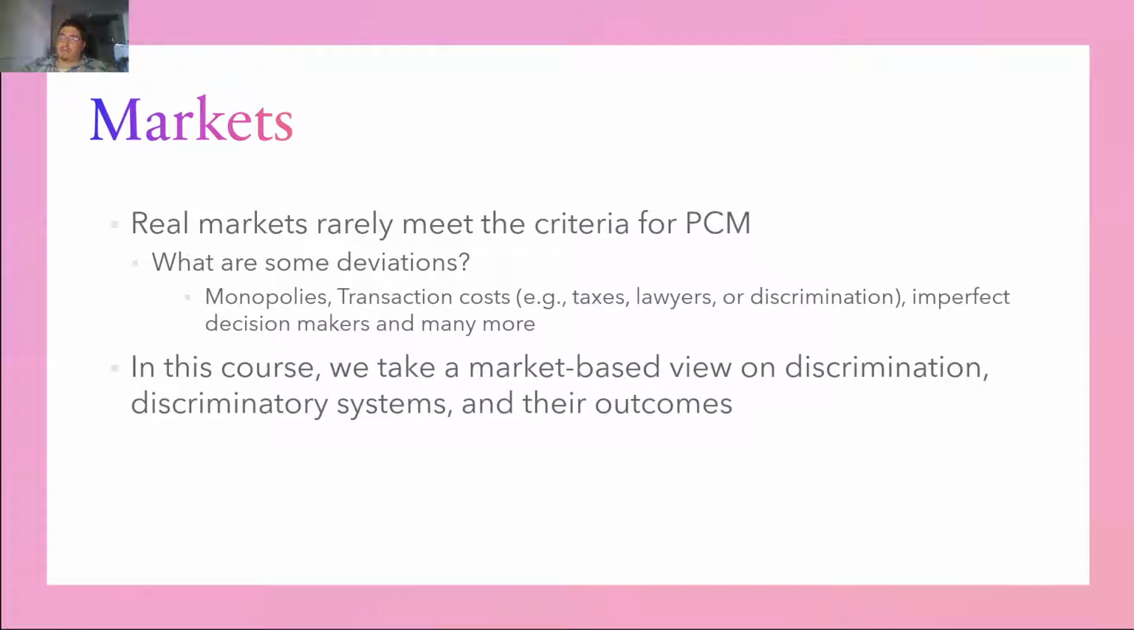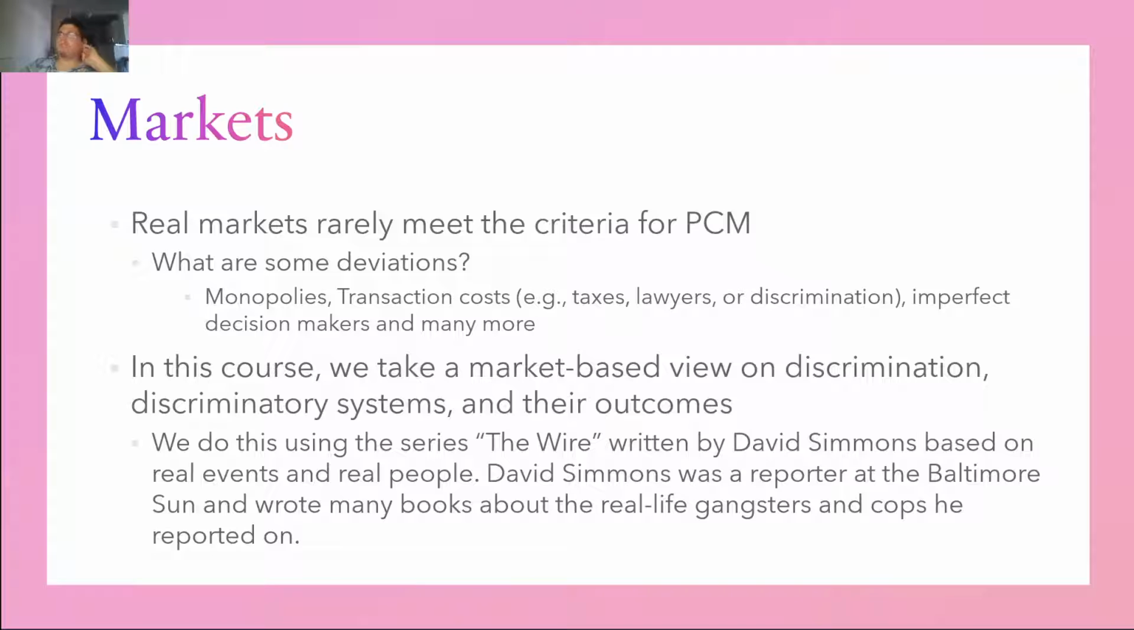And what we're going to do in this course is we're going to take a market-based view on discrimination, discriminatory systems, which we define in the second lecture. Actually, I guess we have it on the next slide, but we're going to more formally define it in the next lecture, and their economic outcomes. And we're going to use The Wire, as I mentioned in the intro to this video. The Wire is going to be our case study for all these discriminatory systems that we're going to study.